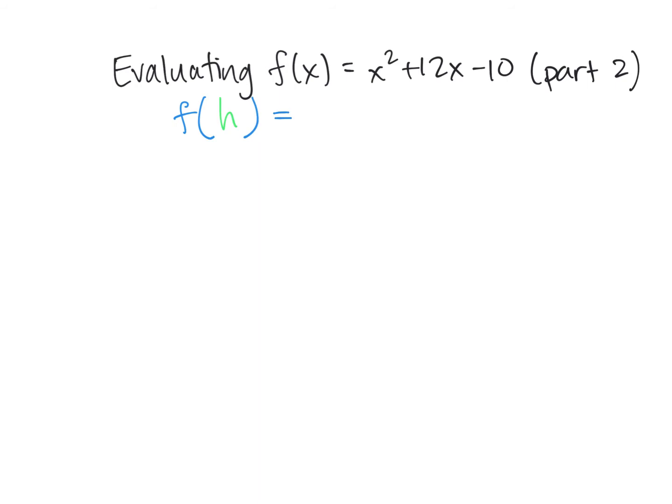So to prepare, I'm going to build the skeleton of what my function does, how my function receives its input. I might mentally put parentheses around my x's here so that I see my input where x goes. That thing is going to be squared plus 12 times whatever my input is, minus 10. That's what my function does to the input.